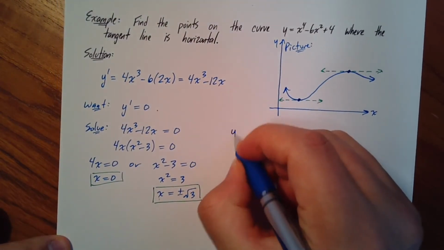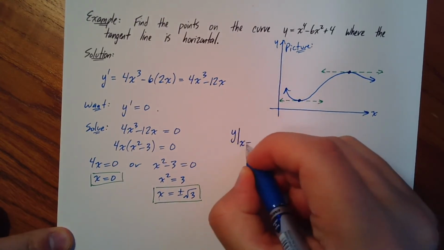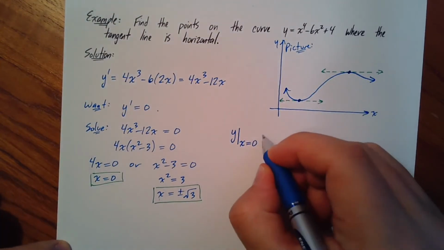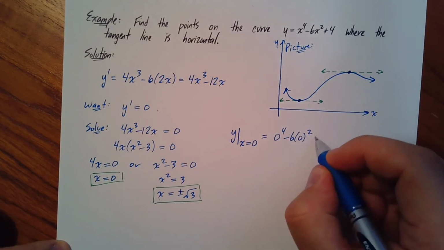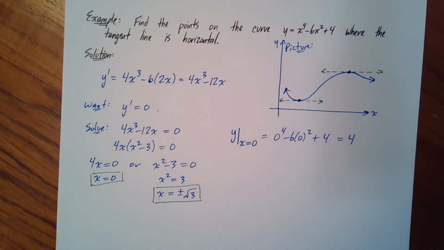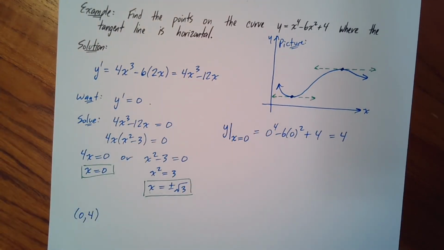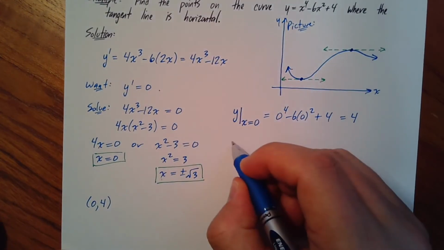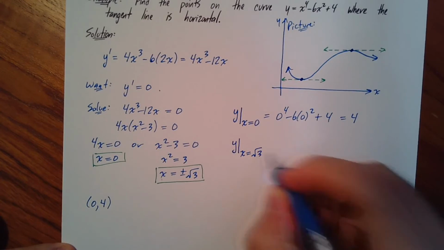Okay, so let's start with x equals 0. If I take the value of y when x is equal to 0, well, that's going to be just 0 to the 4 minus 6 times 0 squared plus 4, so that'll just be 4. So that gives us 1 point. Let's write the point down over here. So one of our points has an x coordinate of 0 and a y coordinate of 4. So that's 1 point. Okay, what about the value of y when x is equal to root 3?